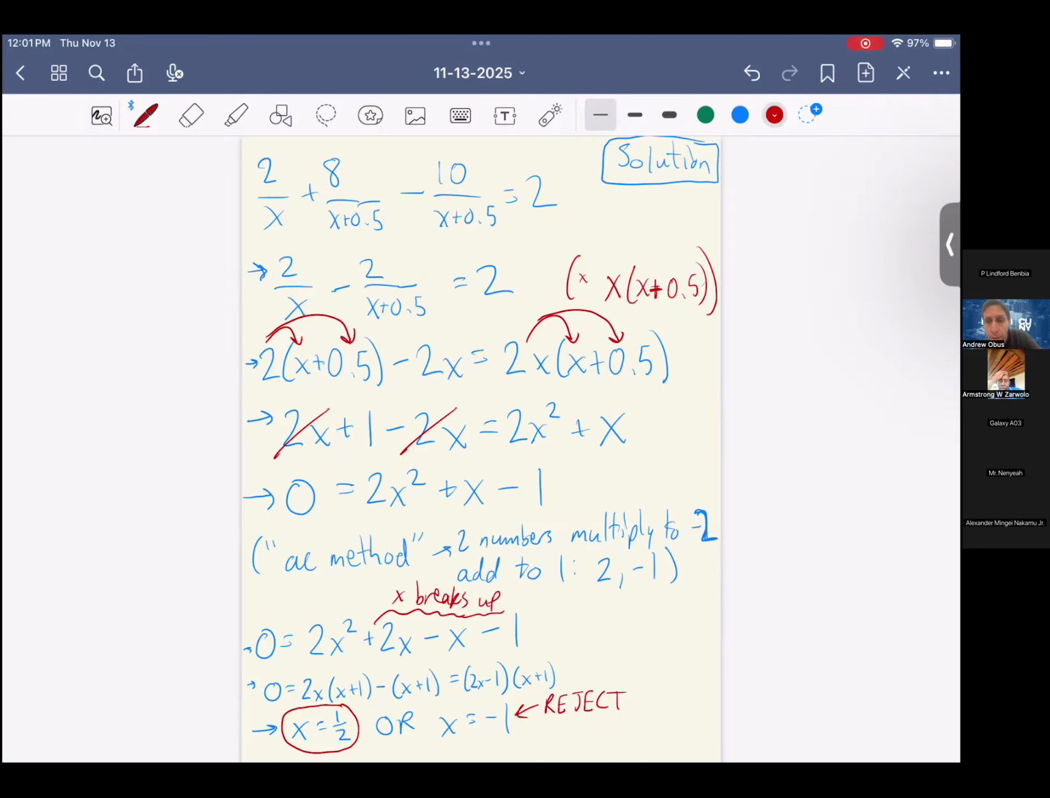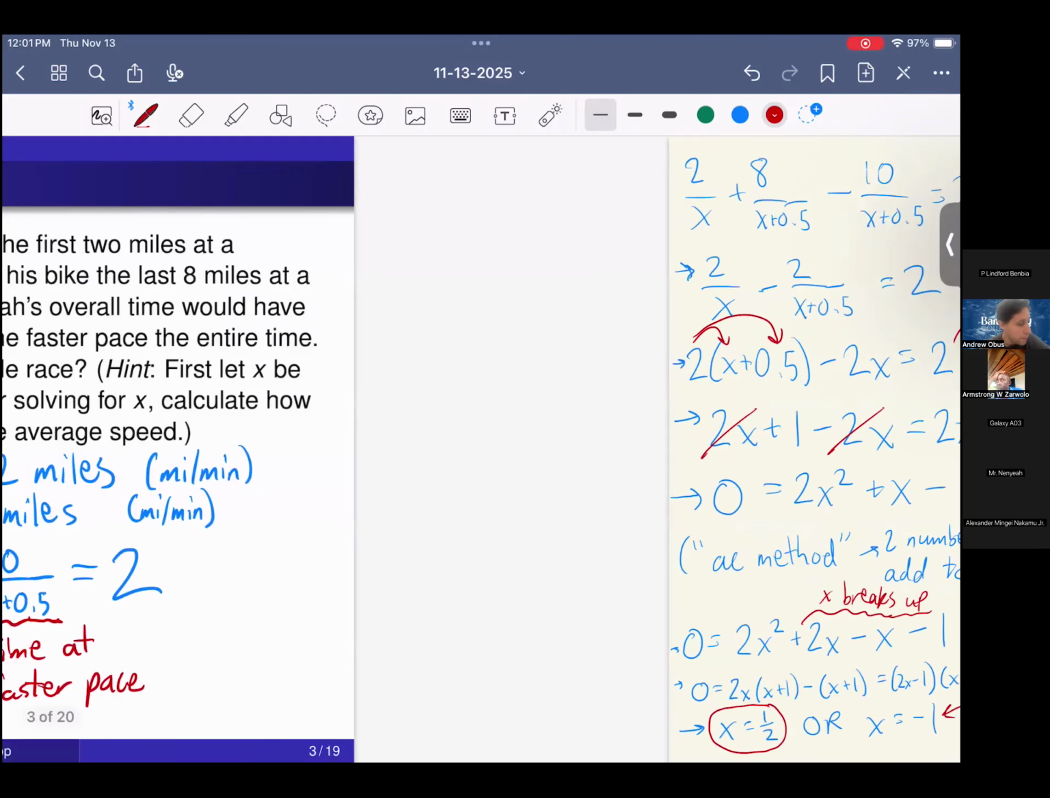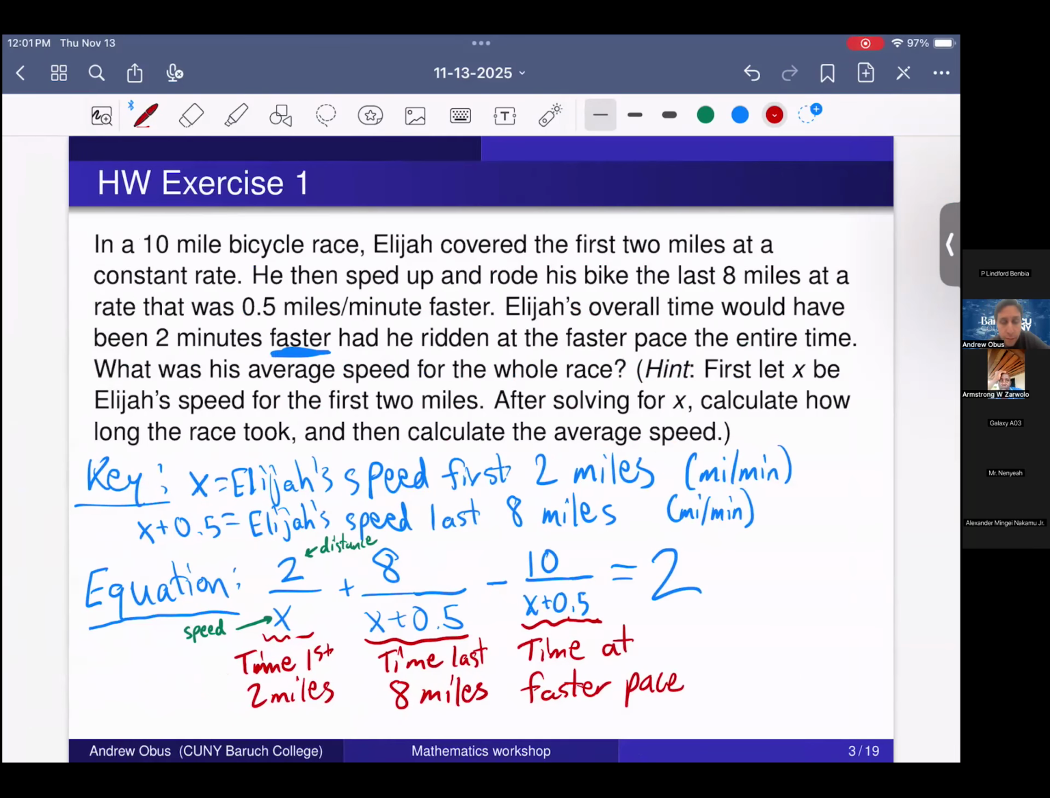I'm a bit late, but I think I have a problem with the setup. Okay, what is the problem? Should I start from the beginning? I wasn't part of it, so I got lost in between. The 2x minus 2 all over x plus 0.5 equals 2. That's why I got lost.